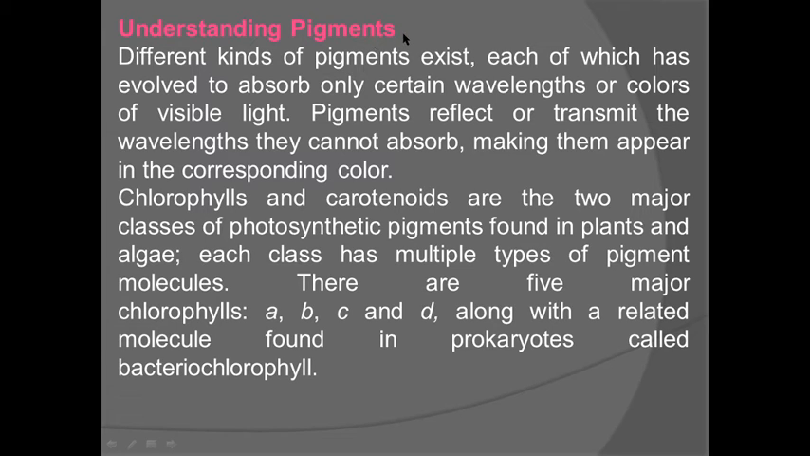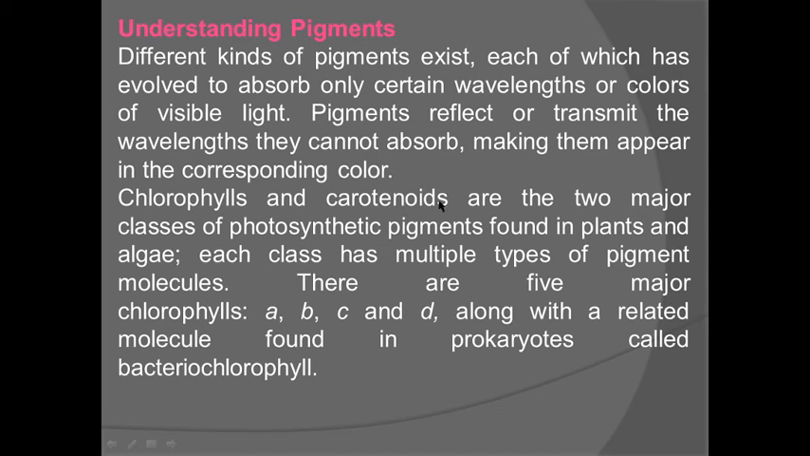Understanding pigments. Different kinds of pigments exist, each of which has evolved to absorb only certain wavelengths or colors of visible light. Pigments reflect or transmit the wavelengths they cannot absorb, making them appear in the corresponding color.